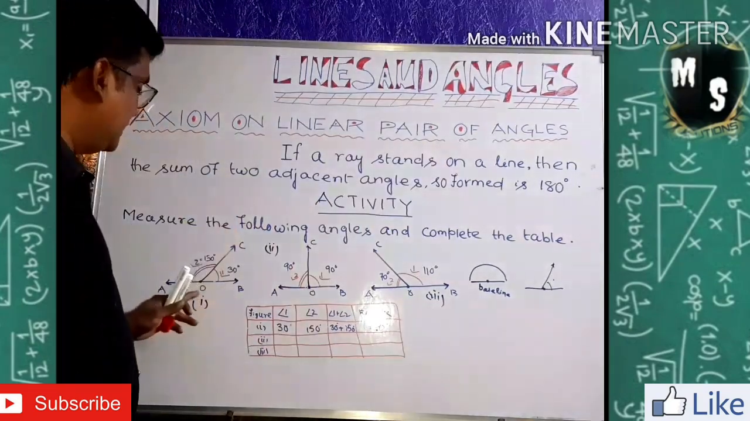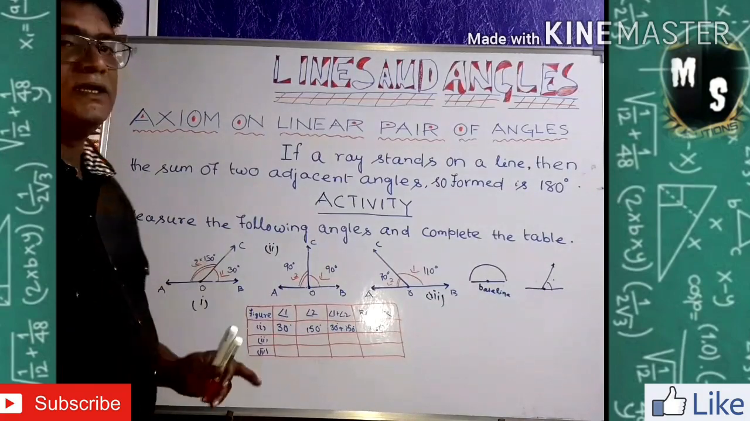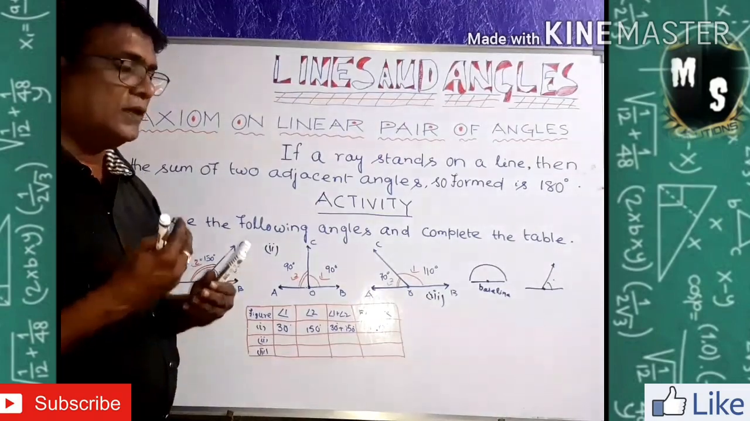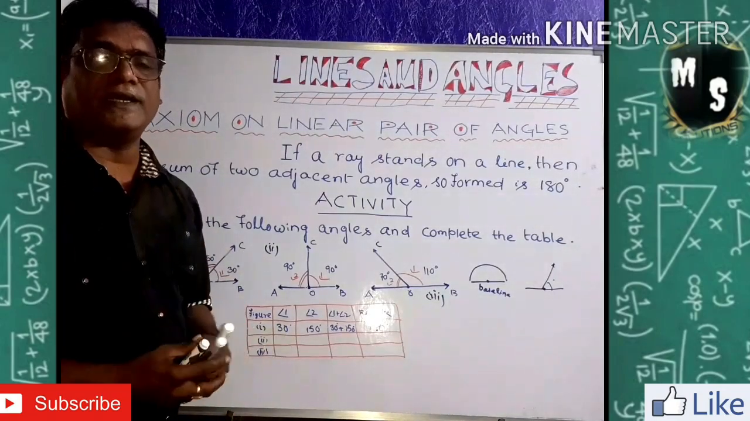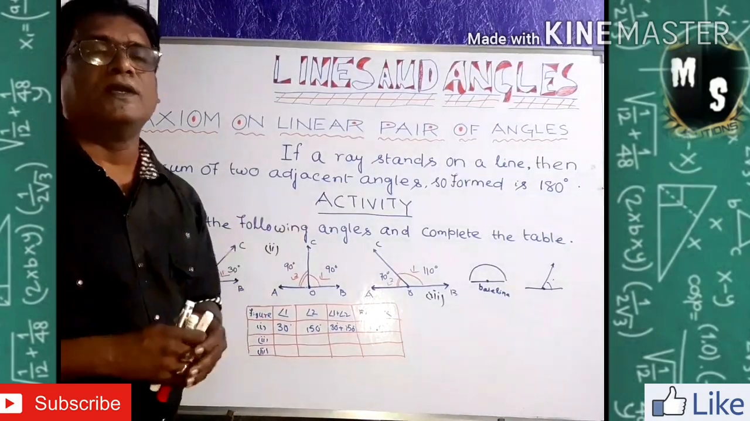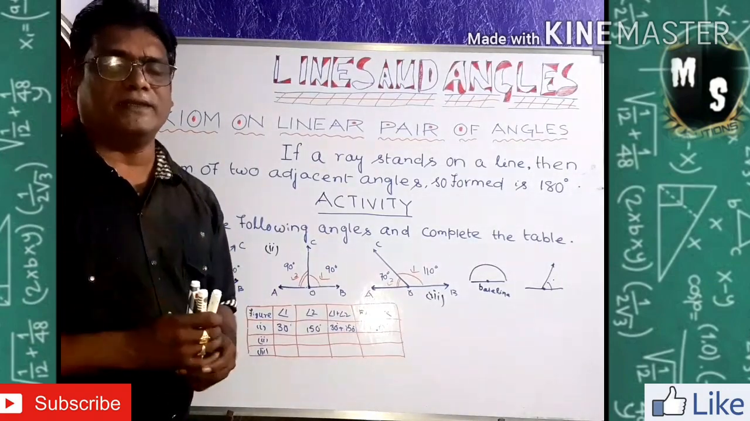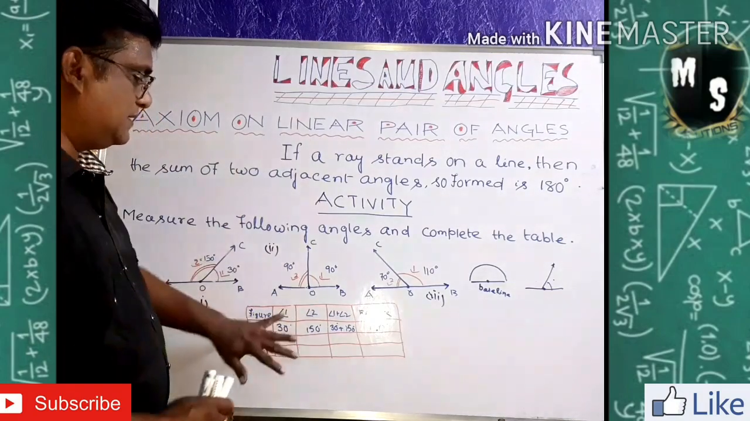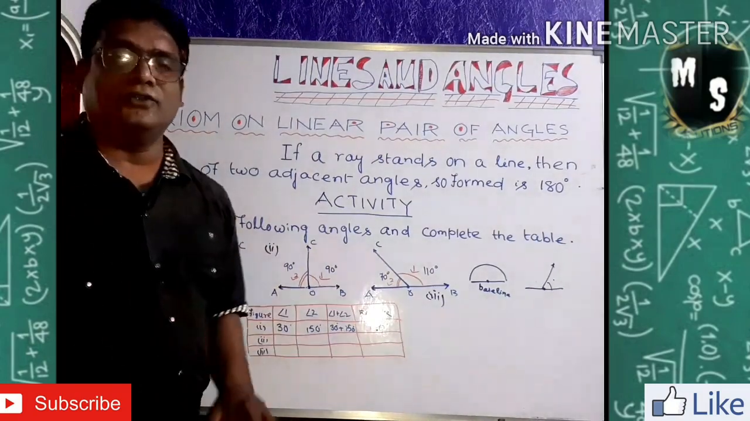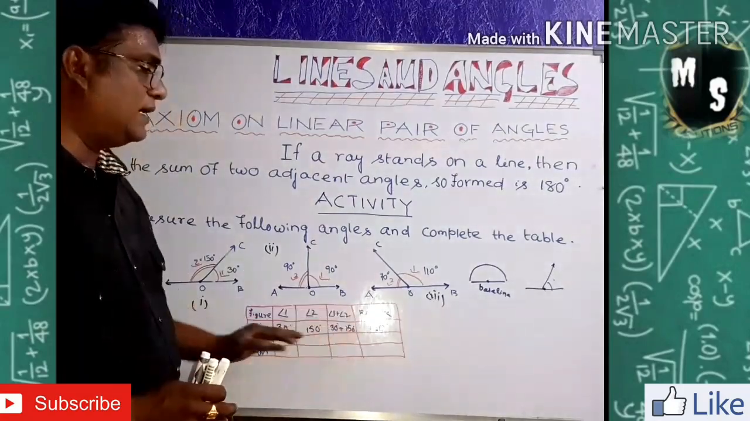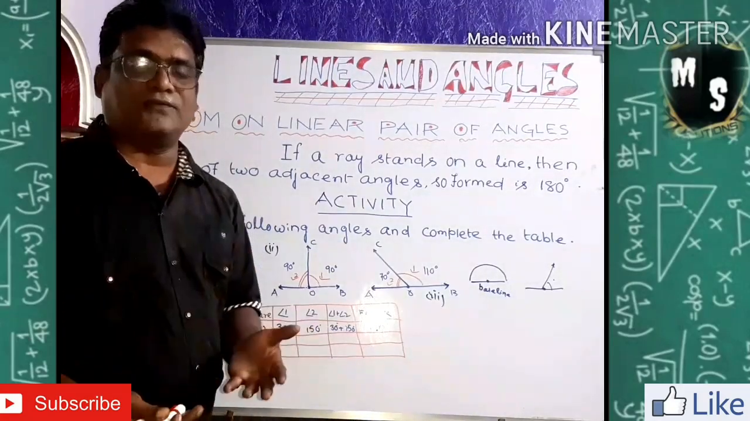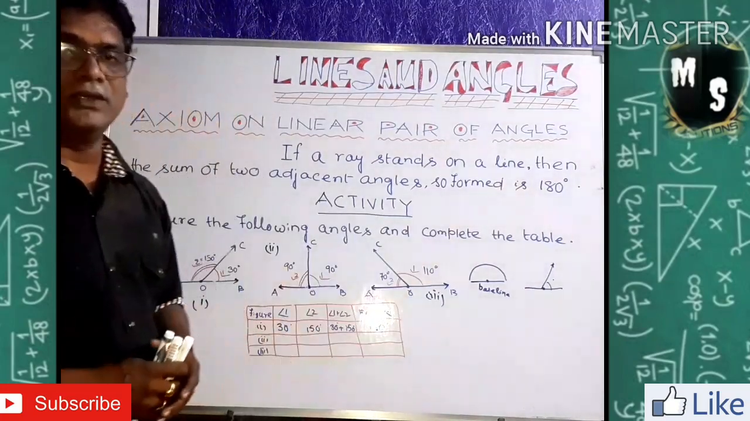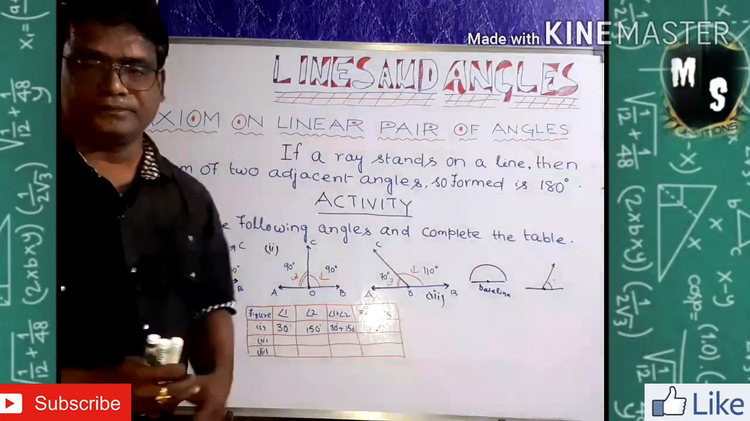And when you see this type of angles in geometrical figures, you must be confirmed that these are two linear pair angles, and when you add them, it will definitely give you two right angles, that is equal to 180 degree. I hope you understood it nicely. And do this activity in your note, draw the table and see for yourself whether it is coming 180 degree, two right angles, or not. I hope you understood it.